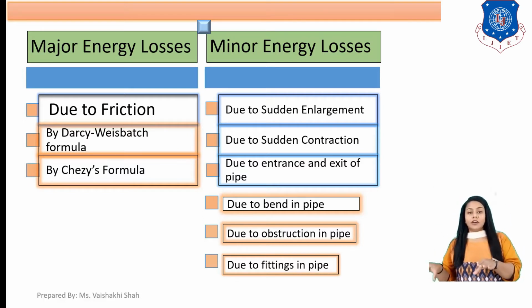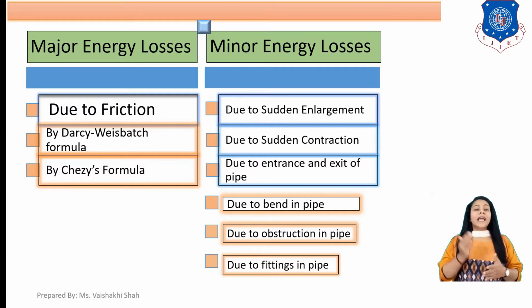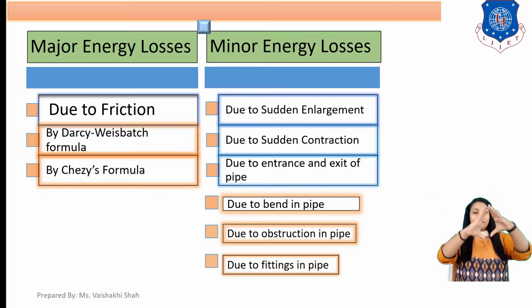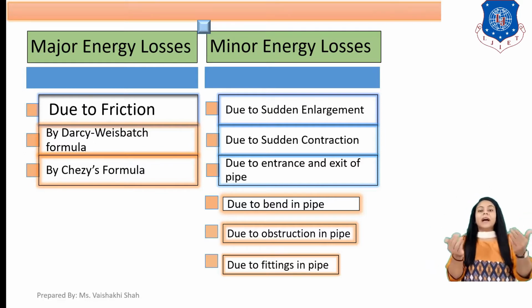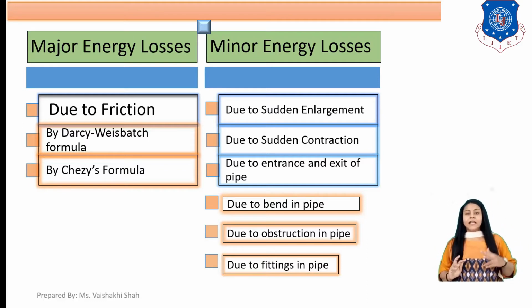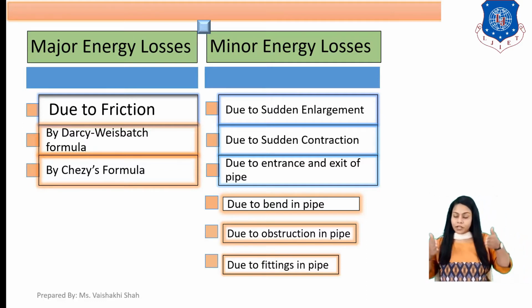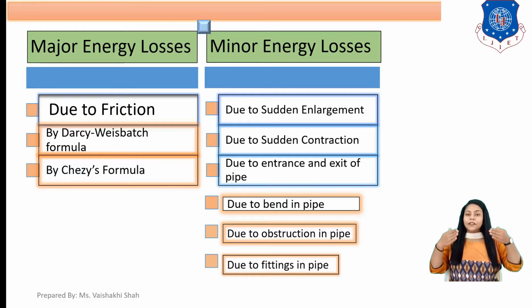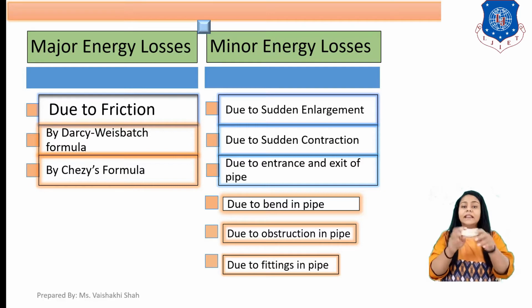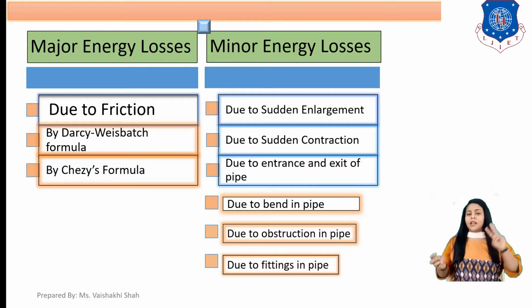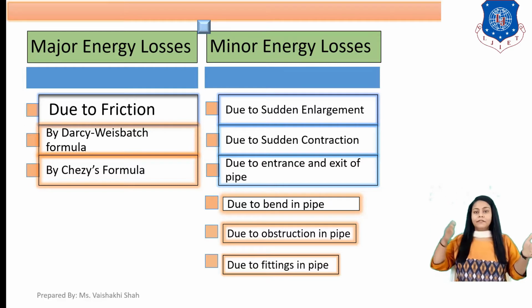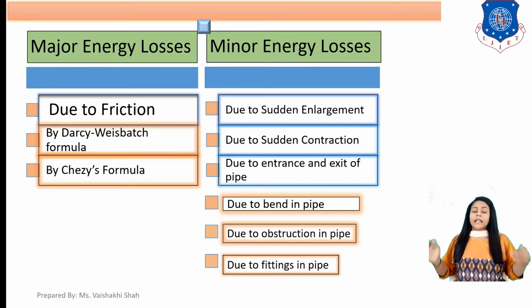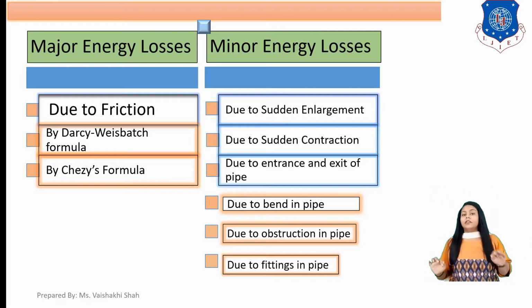There are many reasons behind minor energy losses. The very first is due to enlargement of the pipe. When the diameter of the pipe suddenly expands, minor energy losses are generated there. The second is due to sudden contraction. When the diameter of the pipe suddenly contracts, minor losses are created. The third is entrance and exit of the pipe. When fluid enters and when fluid exits to the atmosphere, minor energy losses are also generated at that time.